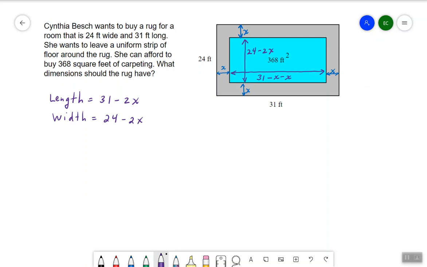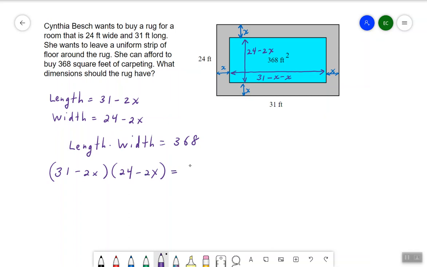And remember, we know that the area of that carpet is 368, and so area is just length times width for the rectangle. So we can write 31 minus 2X times 24 minus 2X is equal to 368. And so here is a quadratic equation, and we need to solve it.